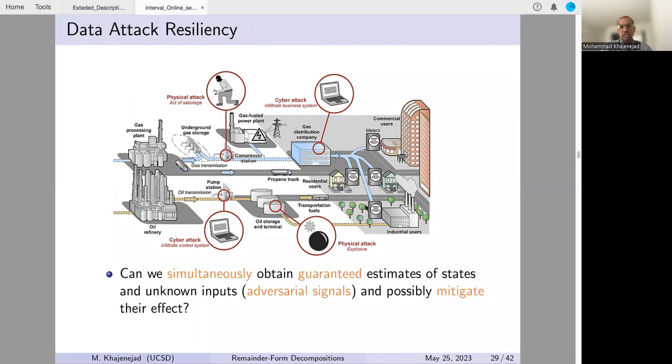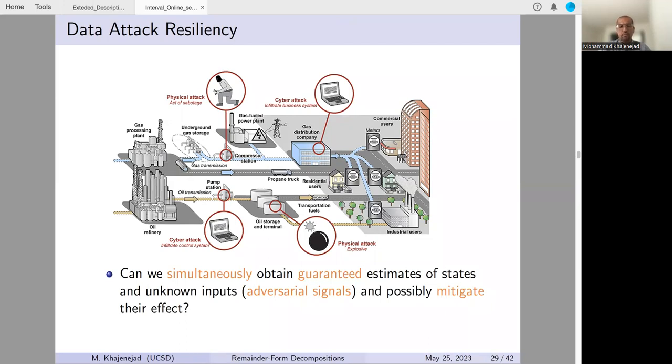that can inject unknown signals, adversarial signals, on both sensors and actuators, can we still simultaneously obtain guaranteed estimates of our state and also possibly compute some estimates of these adversarial signals and try to mitigate their effect. This is the main question here.